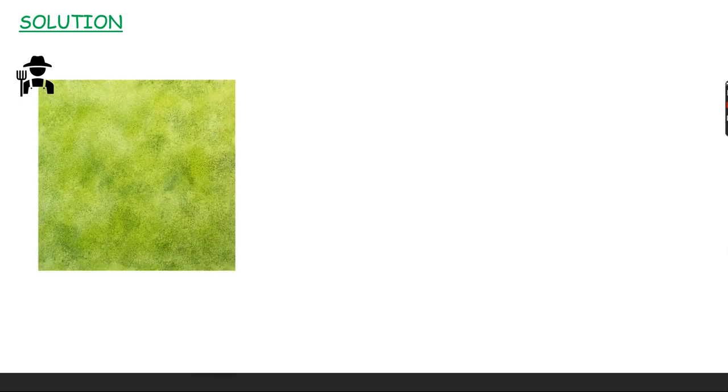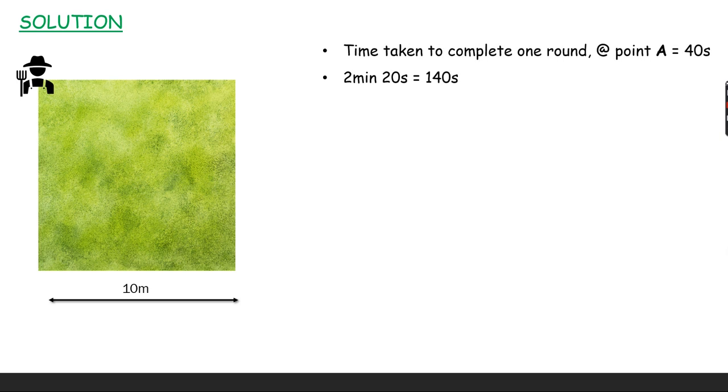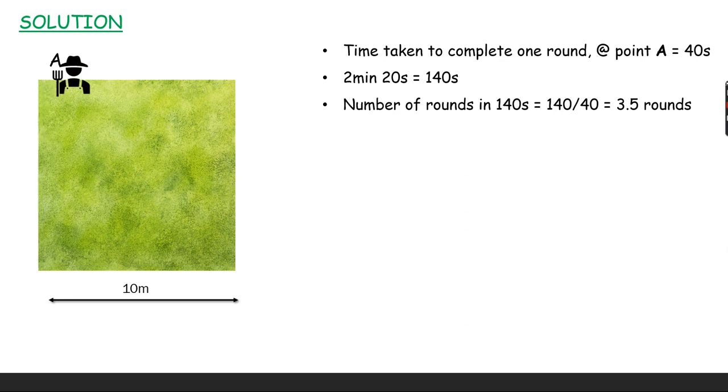Here is the farmer and here is his square field. So now the side of the square field is 10 meter, and I know for one round it takes 40 seconds, and for 2 minutes 20 seconds it takes 140 seconds. So the number of rounds will be 140 by 40, which is 3.5 rounds, like the last problem. So now you will see in 3.5 rounds, where is my farmer going to stand? This is first, second round, and the third round. And at the end of the 3.5th round, he is standing at point C.